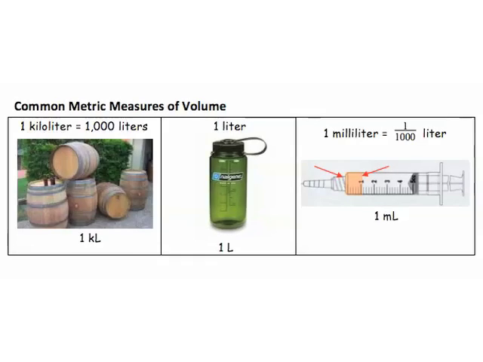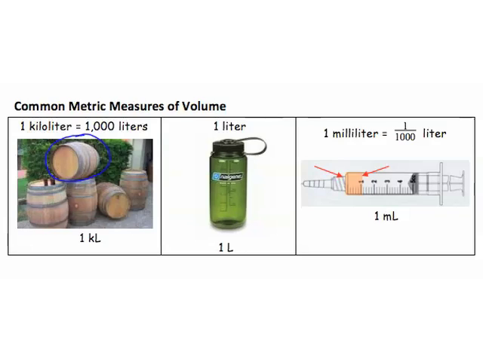Now let's take a look at some common metric measures of volume so you can get an understanding of their relative size. The first one we have is kiloliters, and I have here a barrel. Not all of these barrels, but one of those barrels is about a kiloliter, or 1,000 liters.